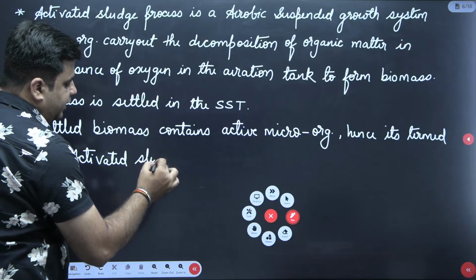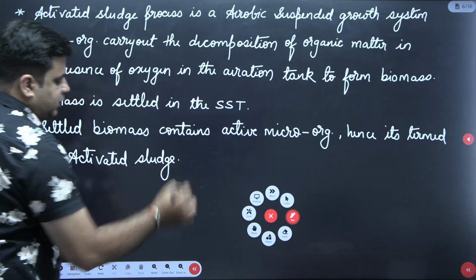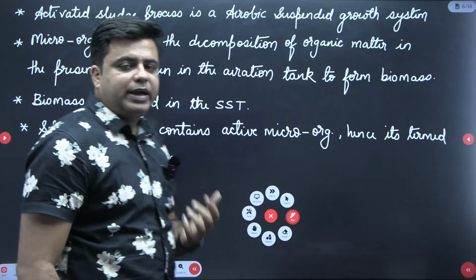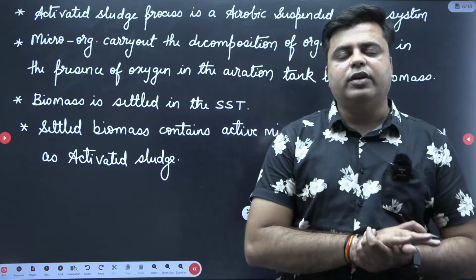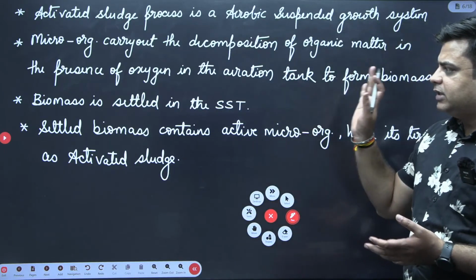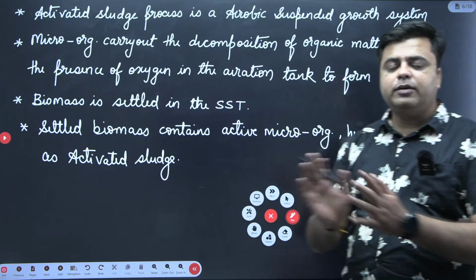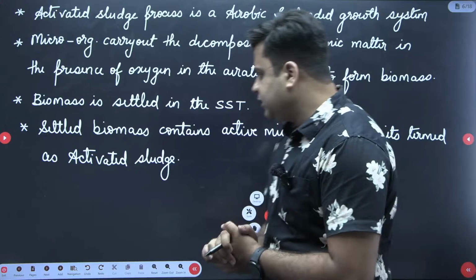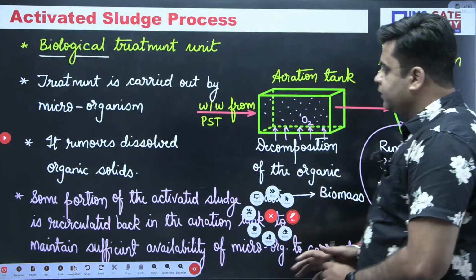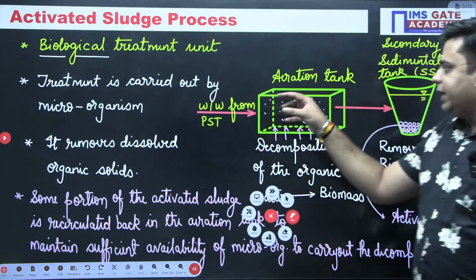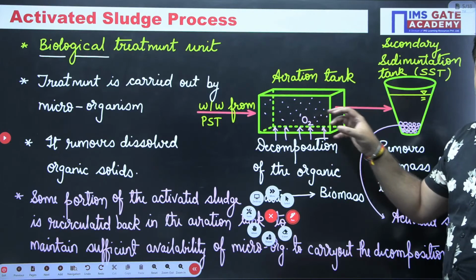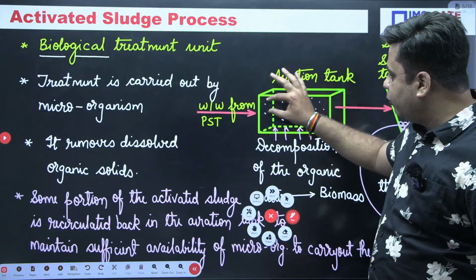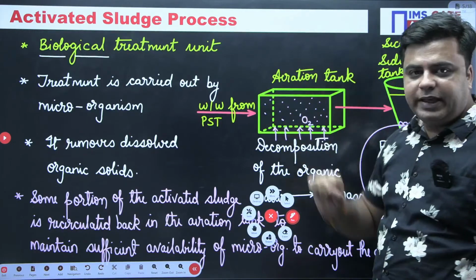And I have already written that some portion of this activated sludge is recirculated back to the aeration tank in order to maintain sufficient availability of microorganisms in the aeration tank. So these are the key 4 points regarding the basics of activated sludge process. Now after this, the next topic of discussion is when the water is flowing inside the aeration tank, what are the different flow patterns that we can provide inside the aeration tank?